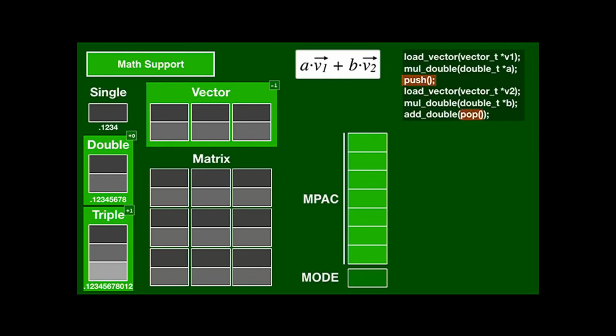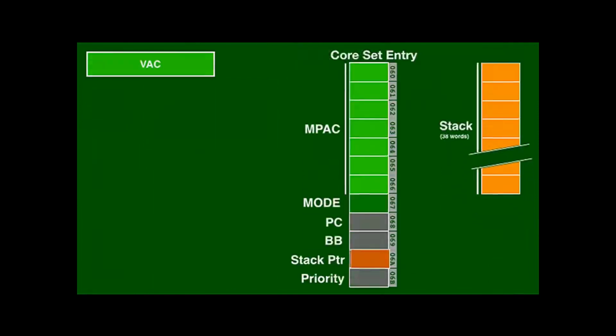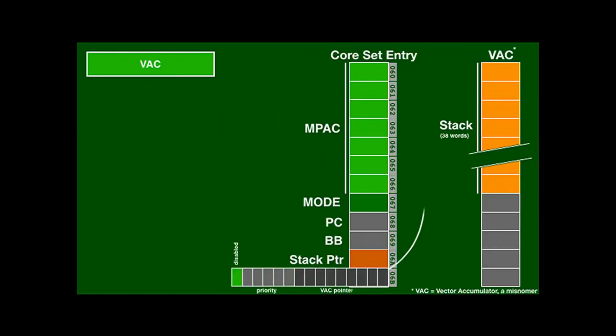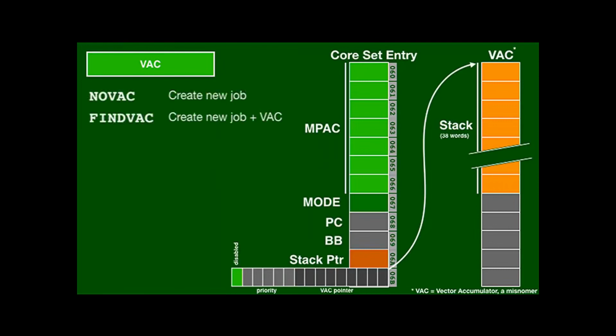Formulas like this one need to store intermediate results, so a 38-word stack is provided. If a job uses math code, the MPAC, the mode field, and the stack pointer will be stored in the remaining fields of the core set entry. The stack will be part of a data structure called VAC, which will be pointed to by the core set entry. A job can be created with or without a VAC, depending on which subroutine it is created with.